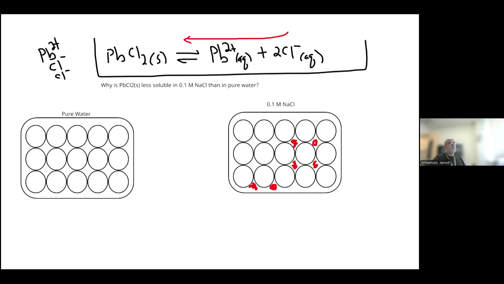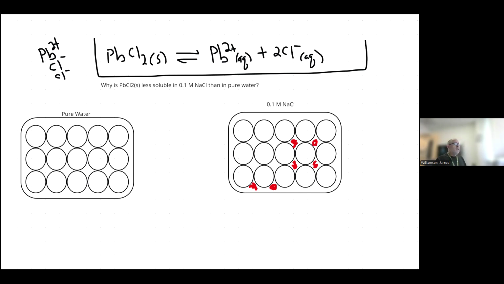Okay? Because increasing this increases the collisions between these two, which increases the reverse reaction rate. Or increasing this increases the collisions between these two, which increases the reverse reaction rate. And so I'll have more solid and less dissolved ions. That's the correct answer.